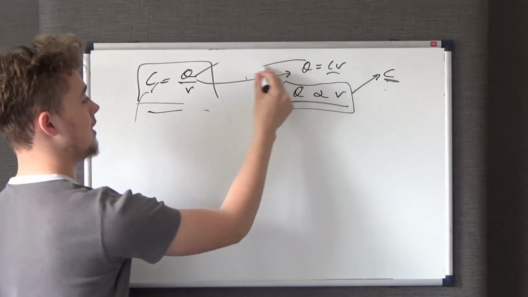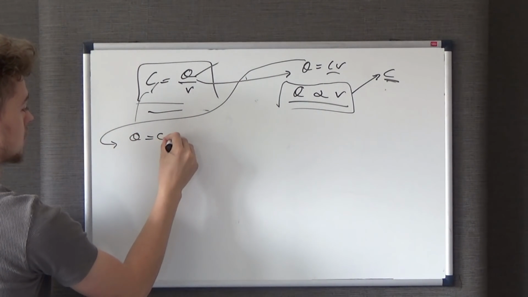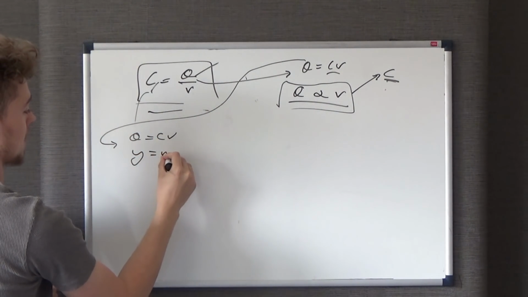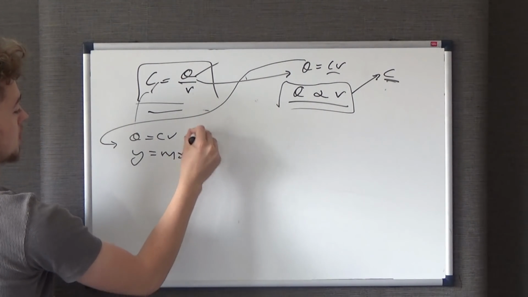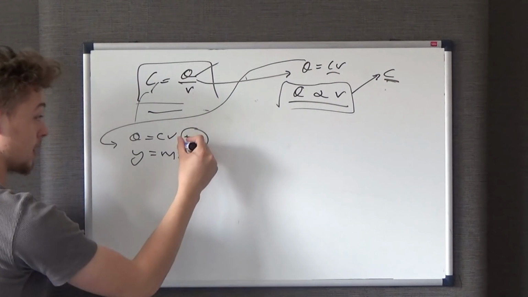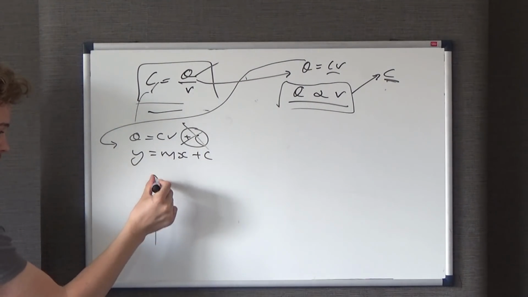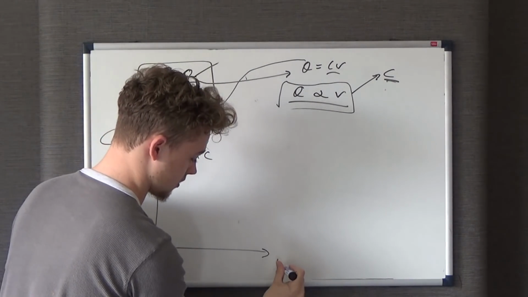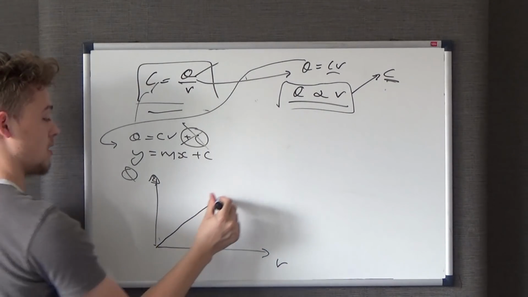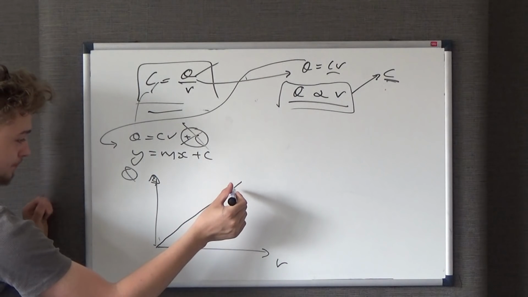Now if that doesn't work for you, you could relate this, Q equals CV, to the graph of y is equal to mx plus c. Now obviously there's no plus c bit here, but because that plus c equals 0, they've just not included it. Say if we drew this graph here of charge, which we're measuring Q, against potential difference V, it should go through the origin and have a straight line, a line with a constant gradient.